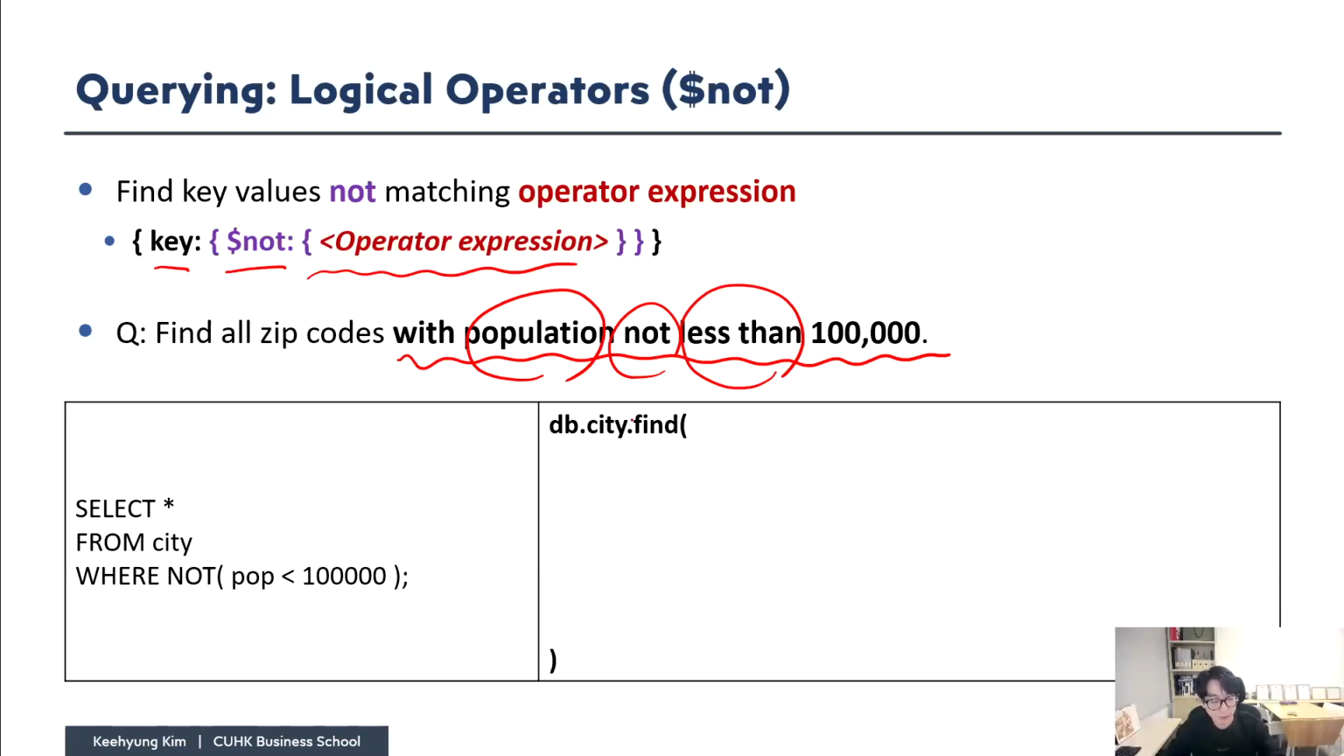So if we want to design this query, basically we start with the population because we are comparing population. So we start with the key first. So population, and we use the not operator because it's not a certain condition. So we use not. The condition is less than 100,000. Like this.